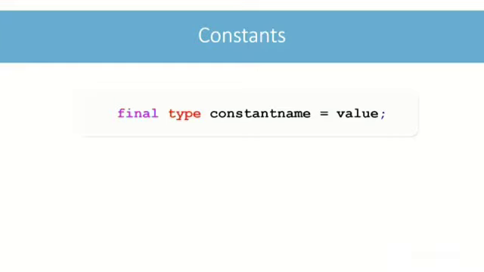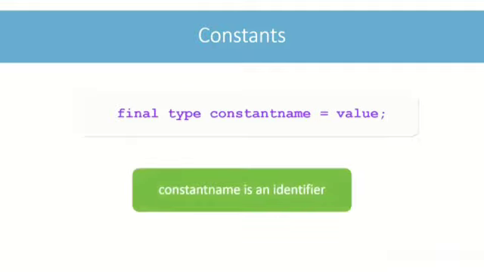Then you specify the data type. After that, you specify the name that you want to give to your constant value. In the end, you assign the value you want your constant to have and end the declaration with a semicolon. It is like variable declaration, just that the declaration needs to start with the keyword final and the value needs to be assigned. Like variables, constant name is an identifier, so all identifier naming rules apply to constant name.